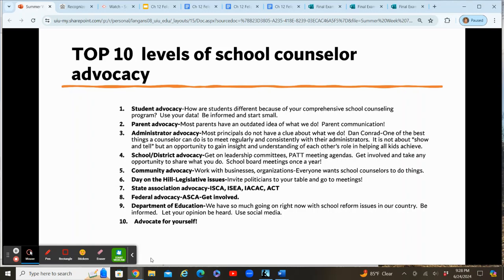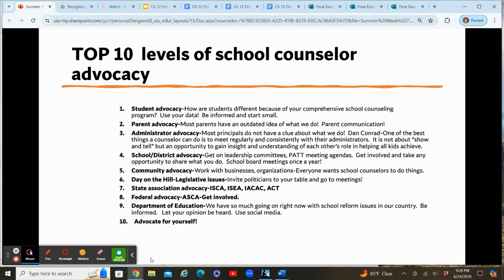Community advocacy. We talked about how important it was to have community members on your school advisory committee. You also need to work with businesses and organizations. A lot of times schools will have business partners that help them with different activities. But a lot of times too, people in the community will call the school counseling office and say, hey, can you do this? Can you find students to work at this event that we're having?